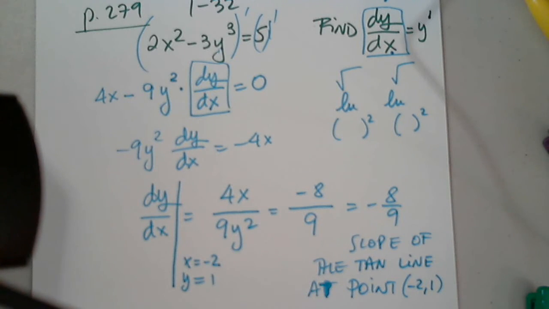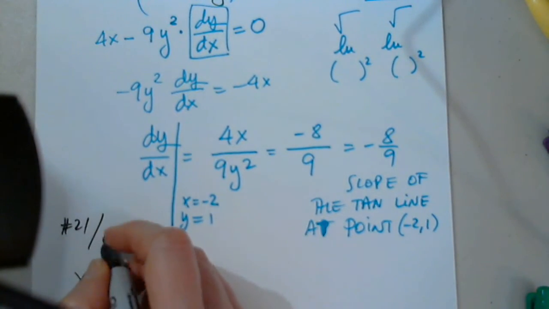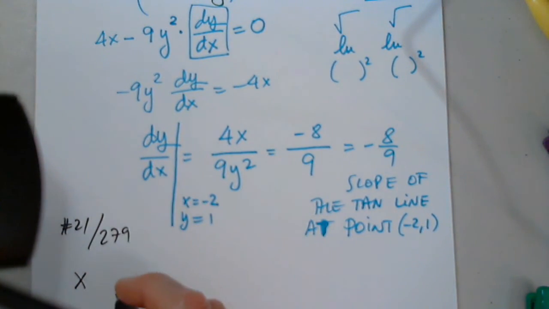So now please choose anything else so we can practice this implicit differentiation. Anyone? Number 21. That's a very good one. Which one is it? Very good. Awesome. So this is 21 on page 279.